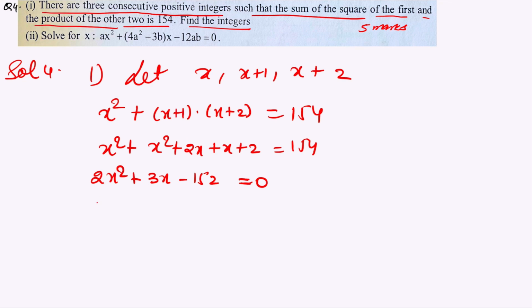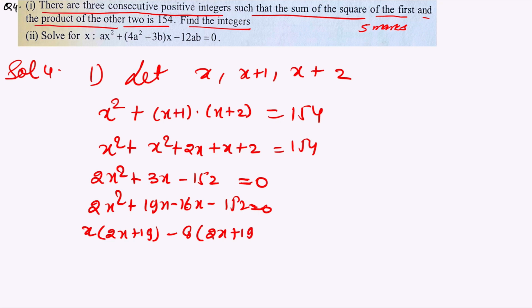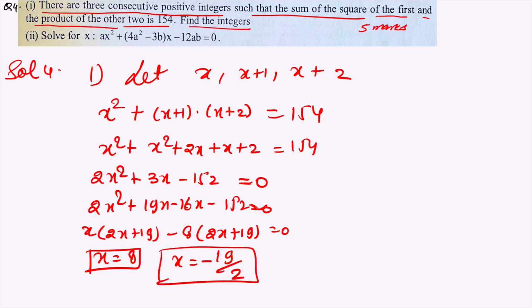Now splitting the middle term, we will get 2x square plus 19x minus 16x minus 152 equals 0. From here we will take out x common, that is x into 2x plus 19 minus 8 into 2x plus 19 equals 0. So from here x will be 8 and the other value of x will be minus 19 by 2. So it is not an integer, this is a fraction.